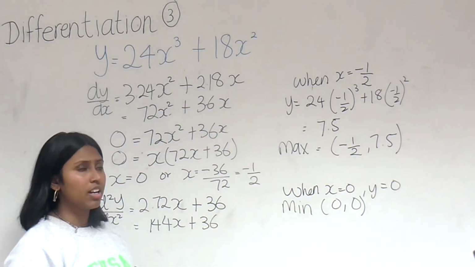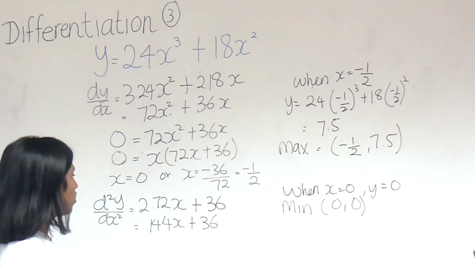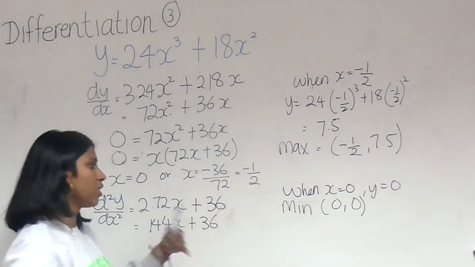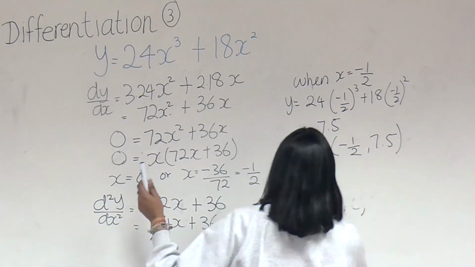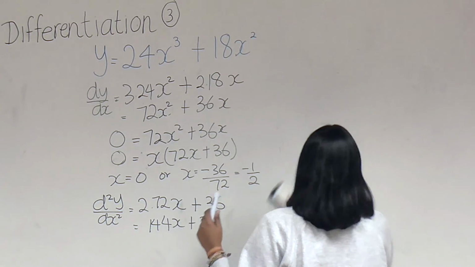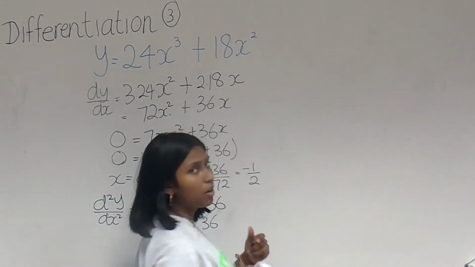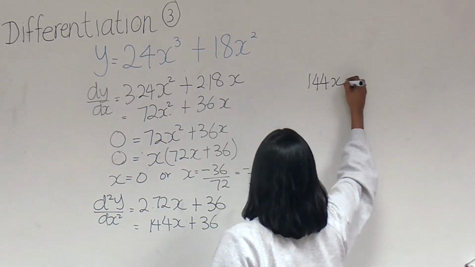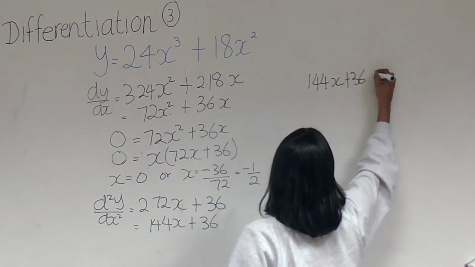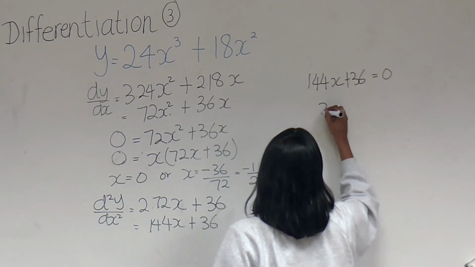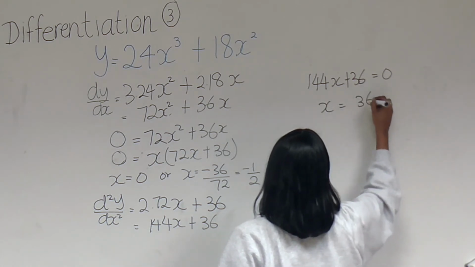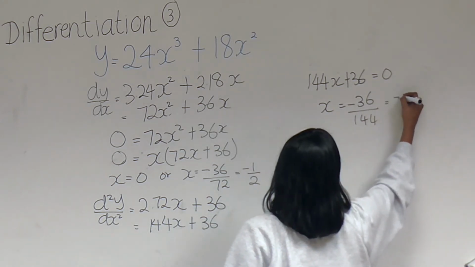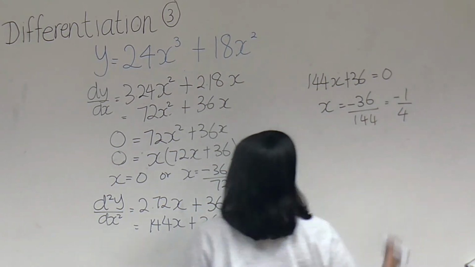But now to find our inflection point, what we have to do is actually equate our second derivative to 0, if you can remember from the video. So I'm going to erase this again. And then we find our x coordinate. So we have 144x plus 36 equals 0. So x equals negative 36 over 144, which equals negative 1 over 4. And that's our x coordinate.